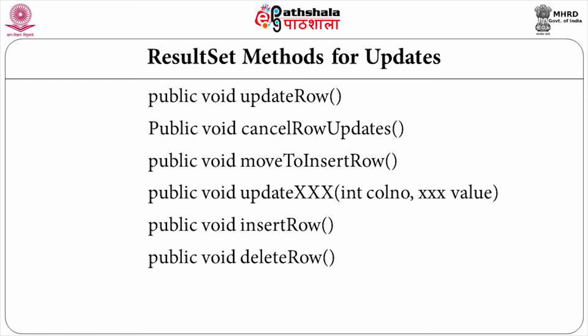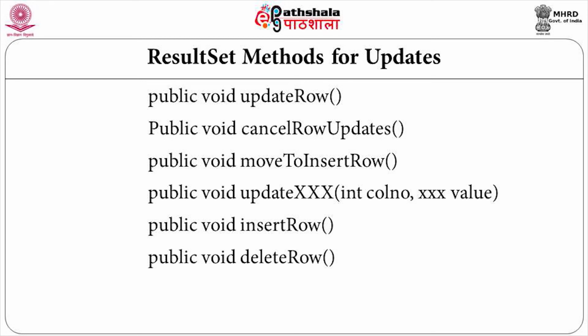So move to insert row is the first method you invoke on the result set. It opens up a blank row, creates a blank buffer for us. Use the update method now to fill the values in the blank row, and then use the method insert row to have the row inserted. That's the way you use the insert row method. And once the insert row is done, the insert row results in inserting the row.